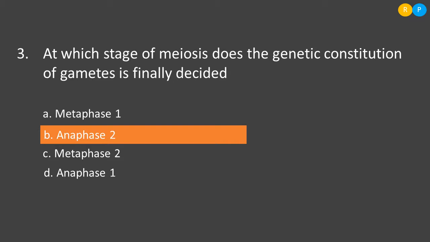Clear, right? So whatever the number of chromosomes that should be carried to the daughter cell, that is decided in meiosis 1 itself, so it is called a reductional division. Clear, right? So let us look into the options. In which stage of meiosis 1 is the genetic constitution of gamete finally decided? So option A, metaphase 1.